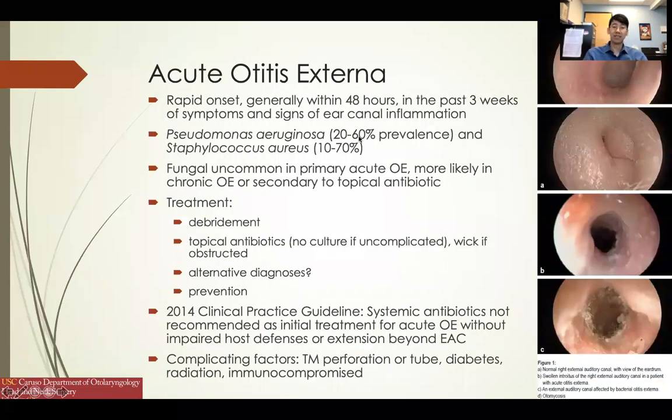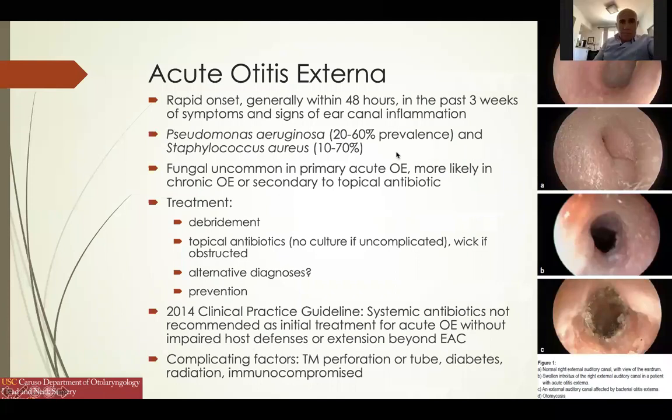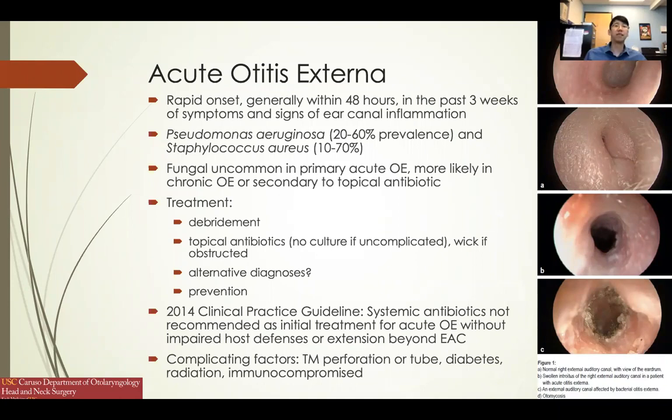Okay, on to the diseases. So common things being common, acute otitis externa is the most common thing that we see. And the most important takeaway from this lecture is to really be thinking about all the other potential diagnoses that could be underlying an acute otitis externa. So as we know, acute OE is rapid onset in general. You have pain and drainage of the ear.